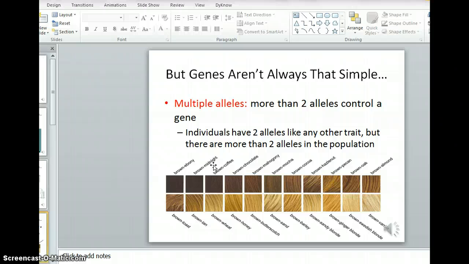Hair color in humans is passed down through the pattern multiple alleles. All of the alleles in this picture are hair color alleles for brown hair. Each individual has 2 alleles, but within the population, there's lots of alleles.